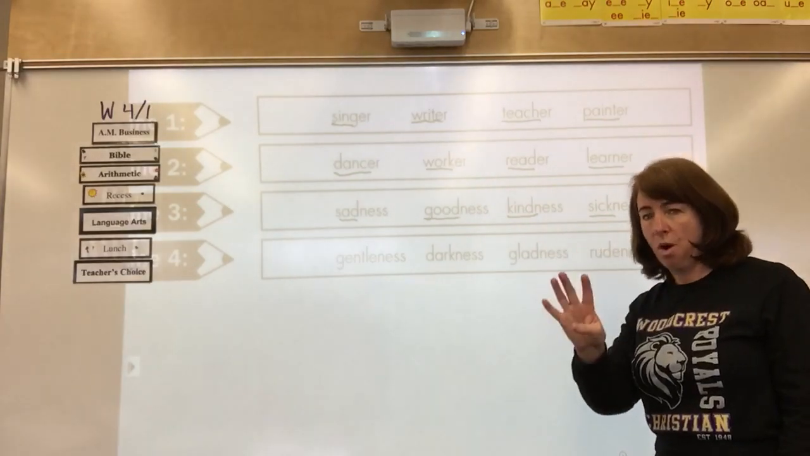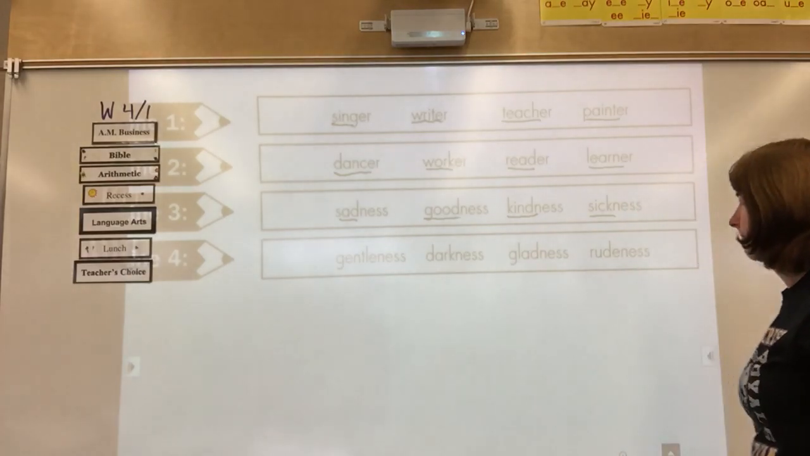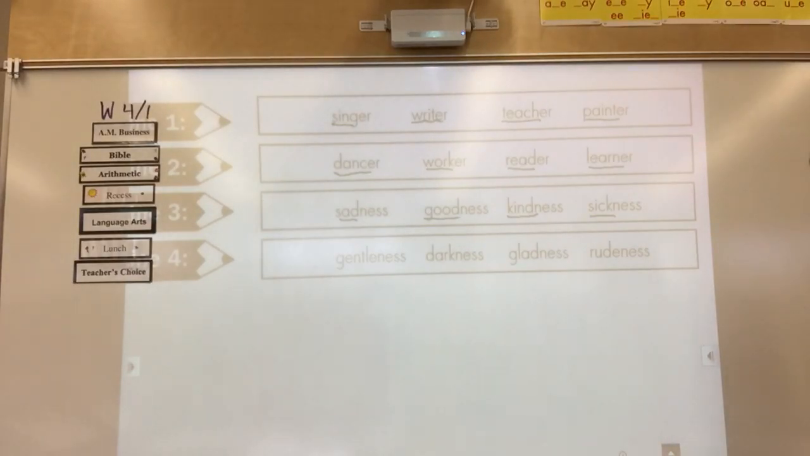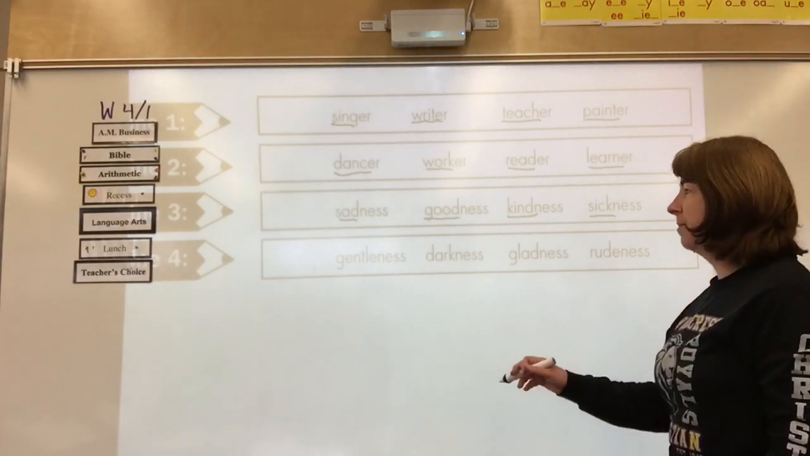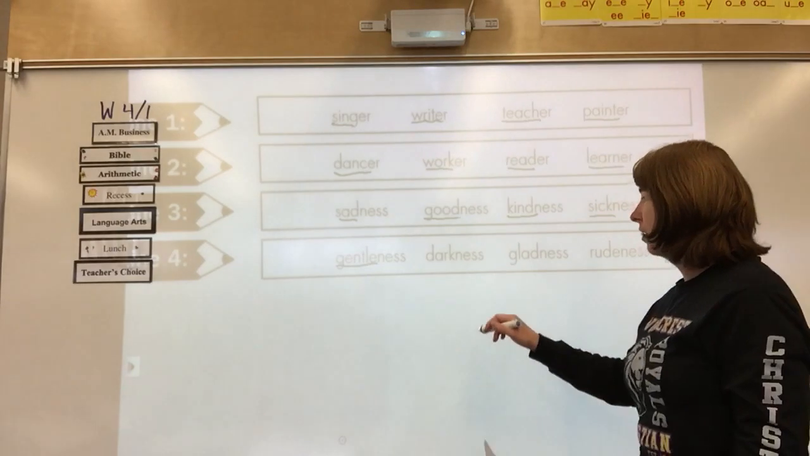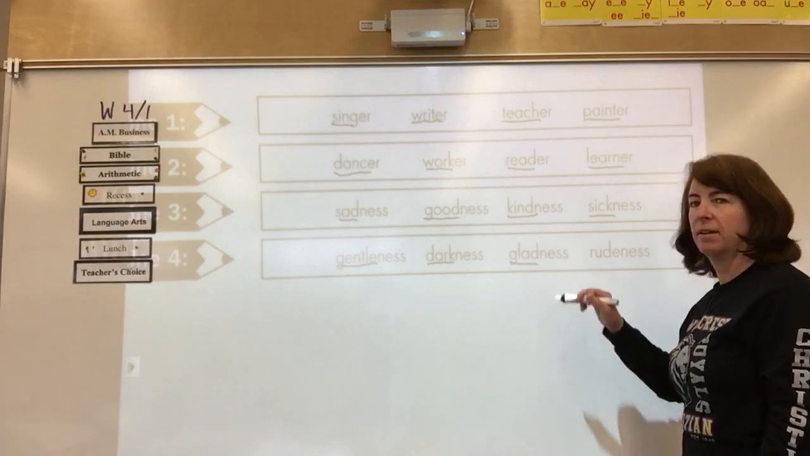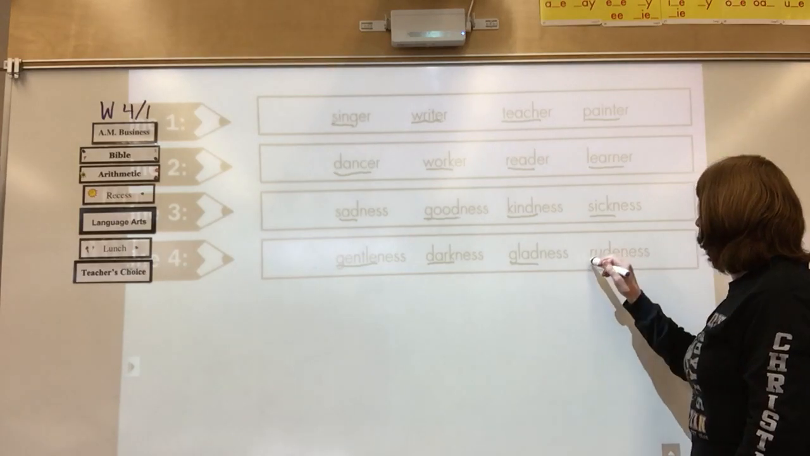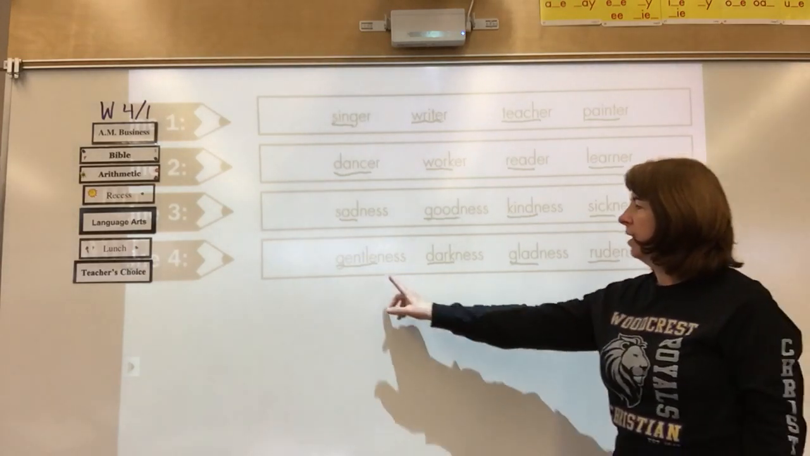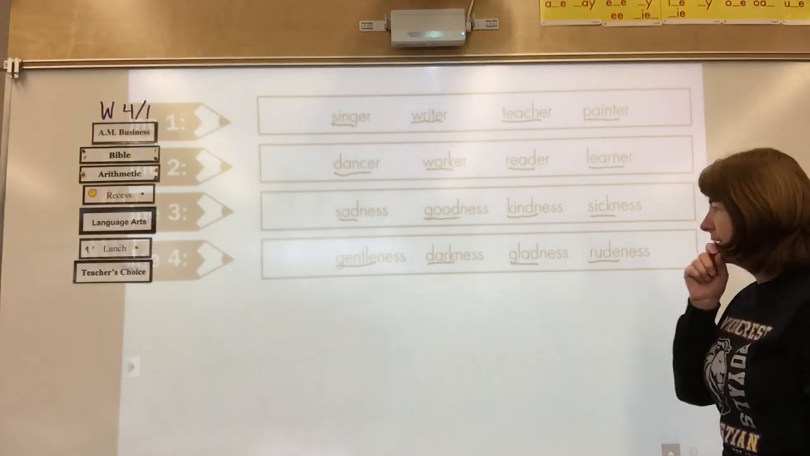So now I want you to go to line 4, and underline the base words in these 4 words. Go. Okay, let's see, what did you do? Gentleness, you should have underlined gentle. Good. Darkness, you should have underlined dark. Gladness, you should have underlined glad. And rudeness, you should have underlined rude. Did you notice that the E was kept in gentle and the E was kept in rude? You just added the NESS on. Okay, good.